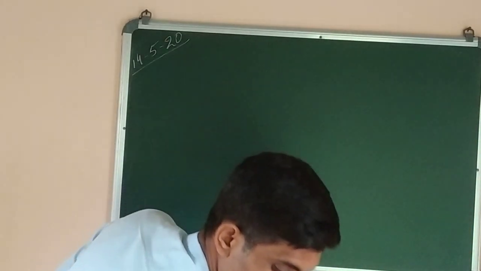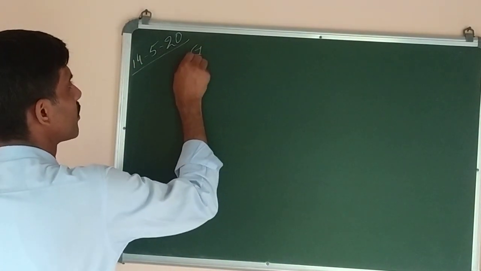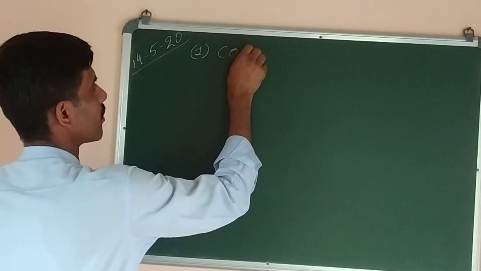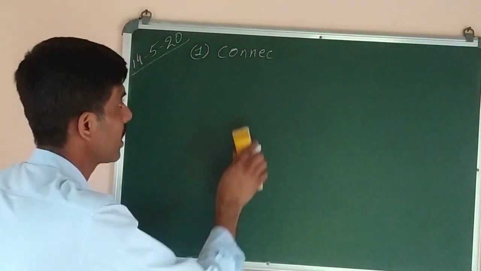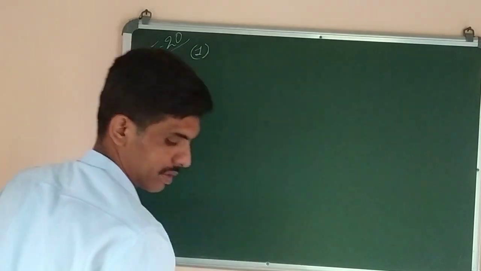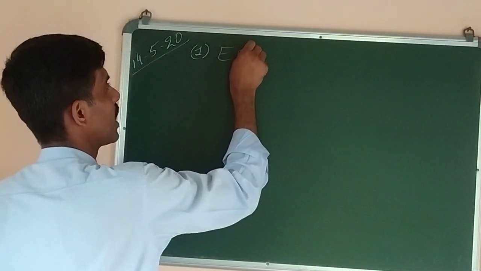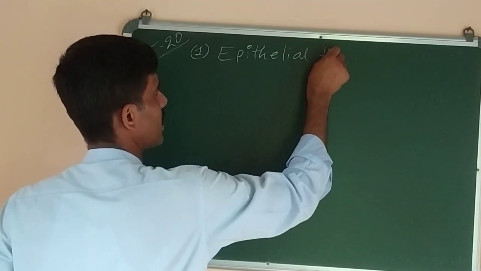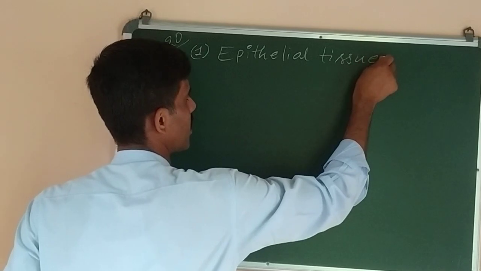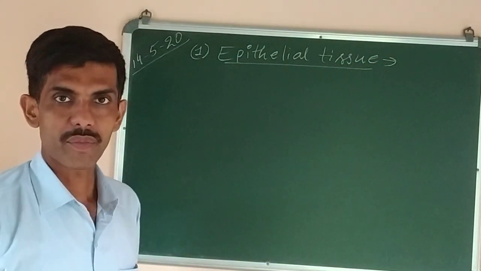Okay, now the first one we have to start is connective tissue. Let's start one by one. No, connective tissue where? We have to start with the epithelial tissue first. Sorry. We have not started this epithelial tissue first, no? Epithelial tissue, the first type of animal tissue that we are going to study now. Okay. Now what is this epithelial tissue?